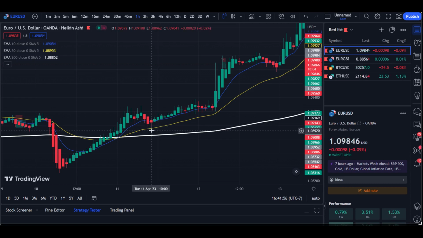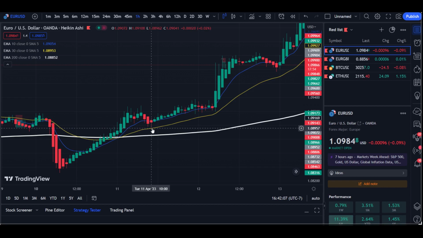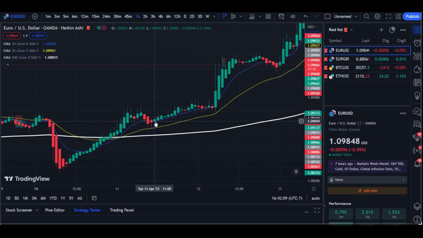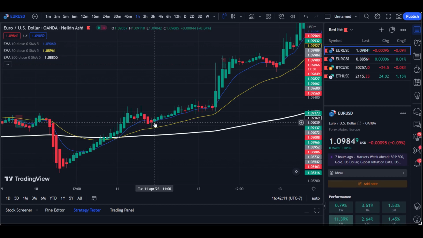So what we'll be looking for is for the price action to pull back closer to the golden line, the 30 EMA. And after the bearish candle is closed, we can see that it's an uptrend. We're going to enter the trade.